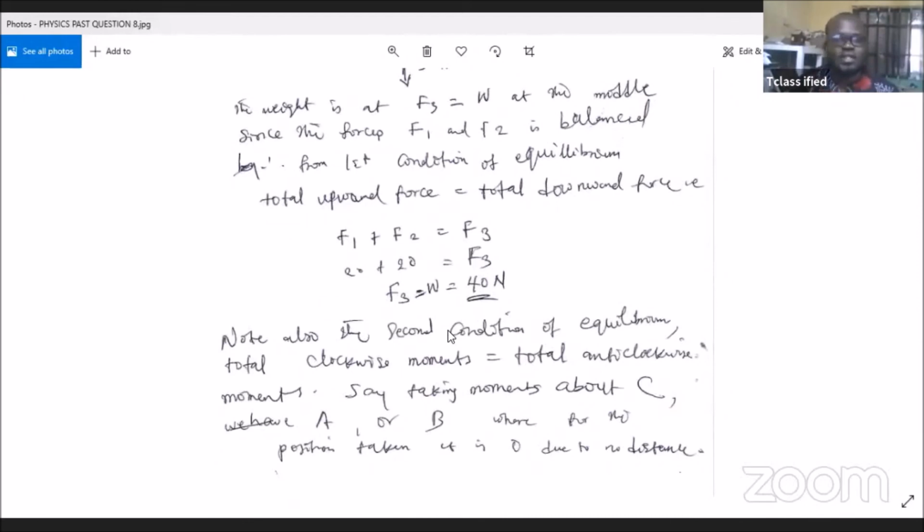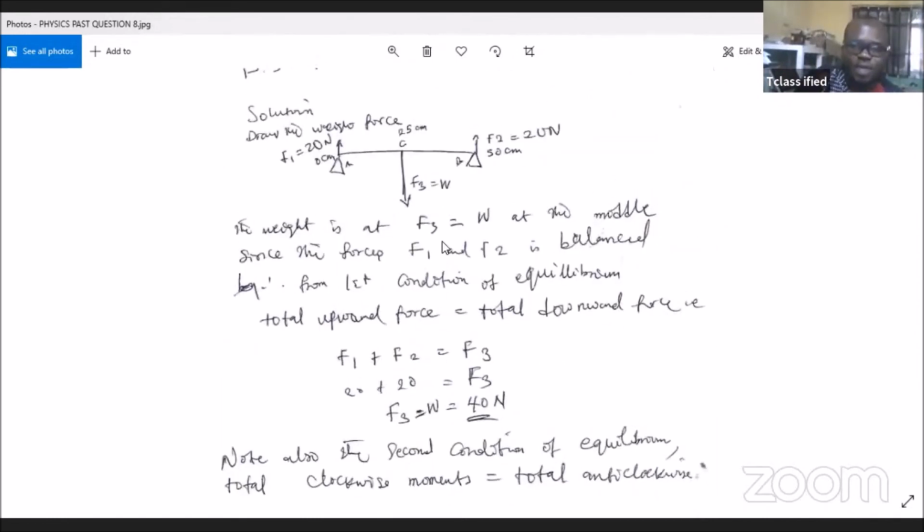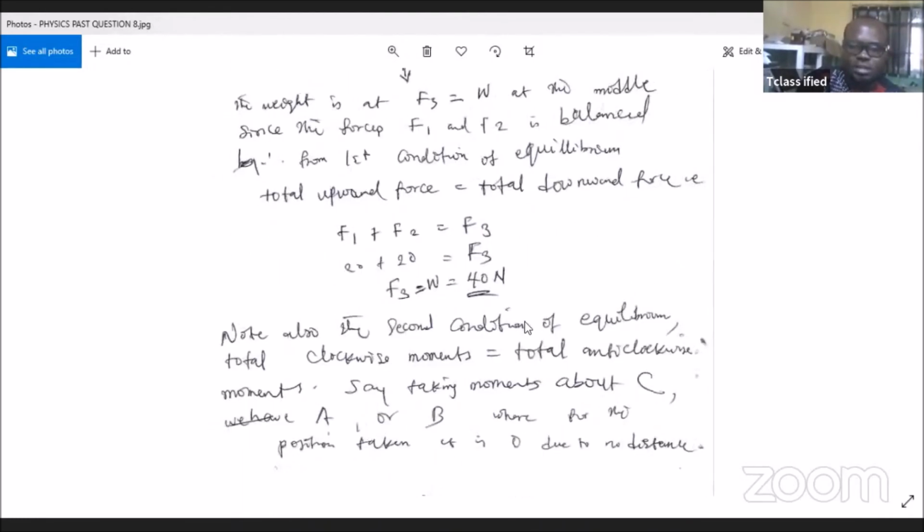Second condition is that the total anti-clockwise moment must be equal to the total clockwise moment. If there was a case where we are told to calculate the distance between C and B, then we would have used this second condition for equilibrium to do the calculation. But I just stated it so that you know these are the two conditions necessary for equilibrium to occur, in case you have similar problems.